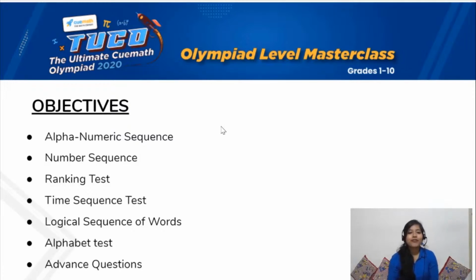So the topics for logical sequence and ranking are: alphanumeric sequence, number sequence, ranking test, time sequence test, logical sequence of words, alphabet tests, and advanced questions. Do not leave the session in between because we are going to have some amazing advanced problems as well.